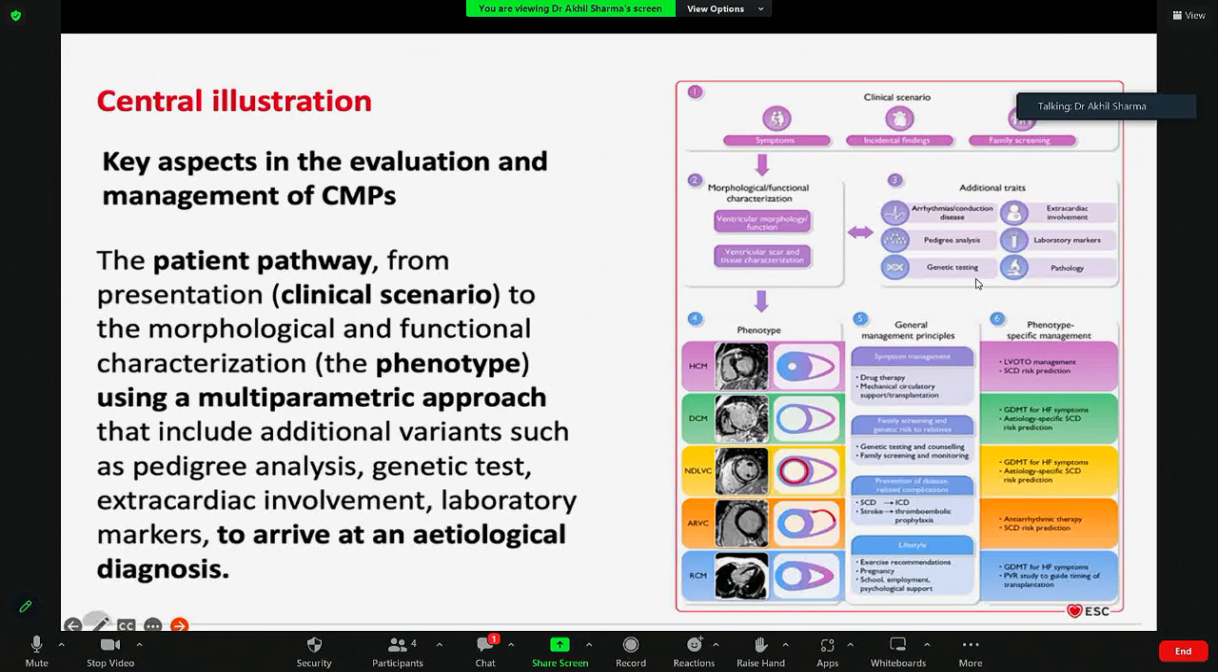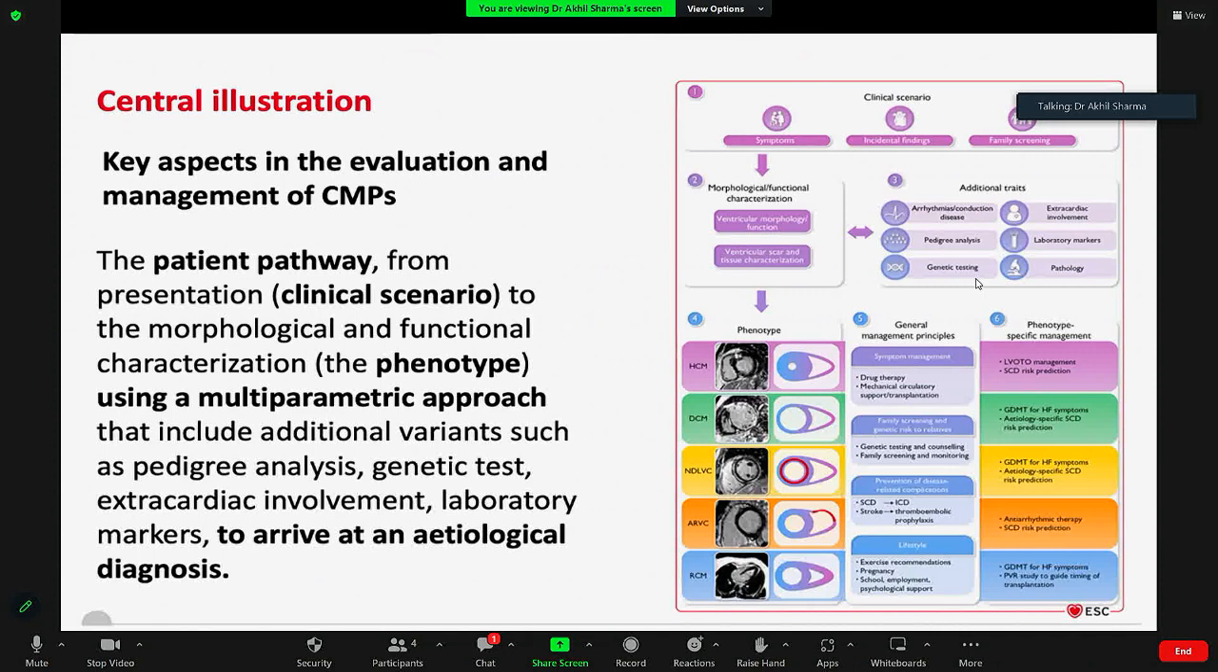Some laboratory tests and pathological findings may help us move from our phenotypic diagnosis to the exact etiological diagnosis. So our motive is to diagnose the patient in a broad category according to phenotype, but we have to provide the exact specific etiological treatment based on the specific etiology of the patient.